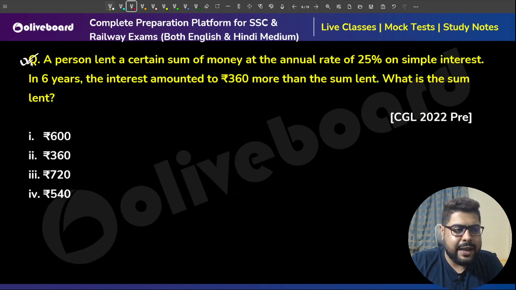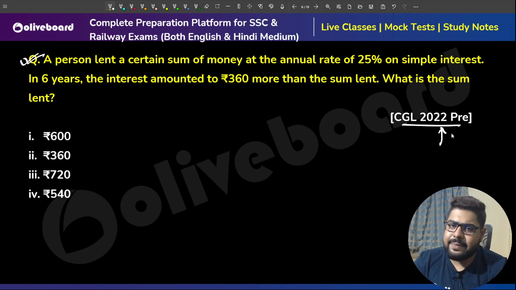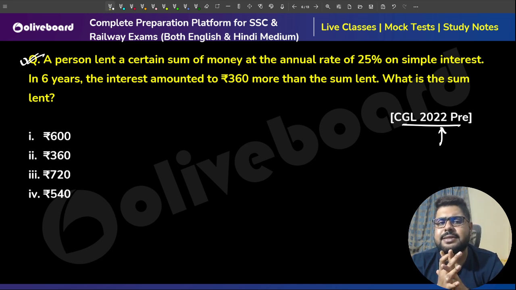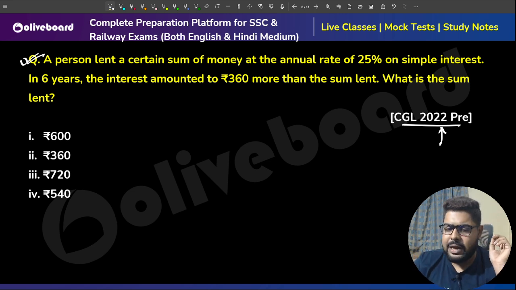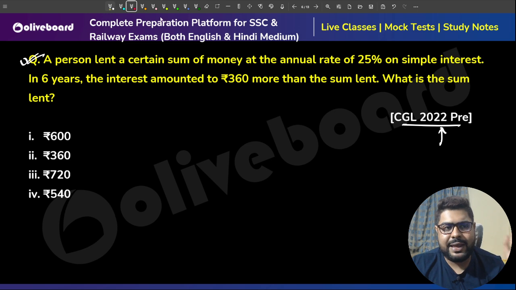First question I have taken from CGL 2022. I have taken some easy questions, some moderate level questions. As this is the first session, I've decided not to take any very difficult questions, but some easy to moderate level questions. All are PYQs from either CGL or CHSL or some of the SSC or NTPC or RRB exams. Everything has already been asked.